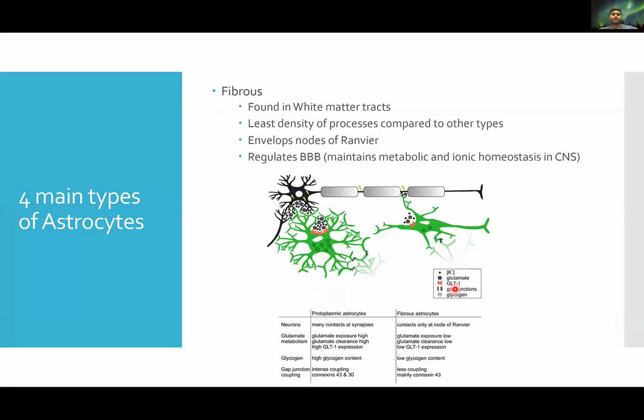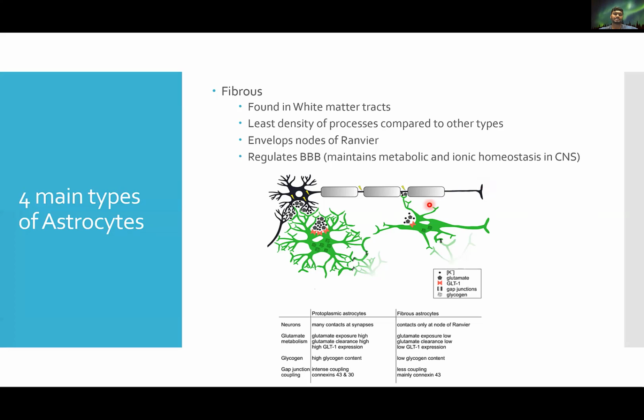Now, the second type of astrocyte that we'll be talking about is fibrous astrocytes, and these are found mainly in white matter. And this has the least density of processes compared to other types. So what this means is, I mentioned earlier that there are radially extending processes out of the astrocyte that make it look like a star.